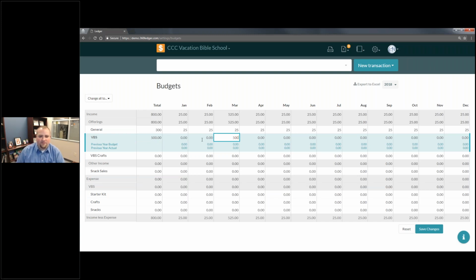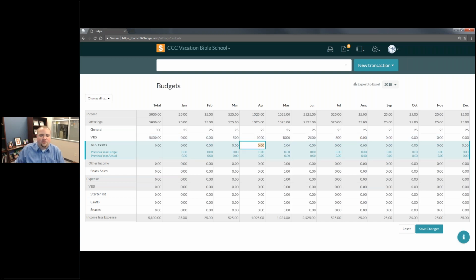So maybe you get 500 in March and 500 in April and 1,000 in May and 2,500 in June and a few stragglers in July. And you're getting $5,500 in offerings for VBS. And maybe you've got one person who every year with their Easter offering in April donates $150 for crafts, and that covers you for the year.